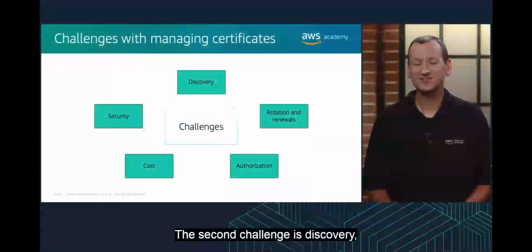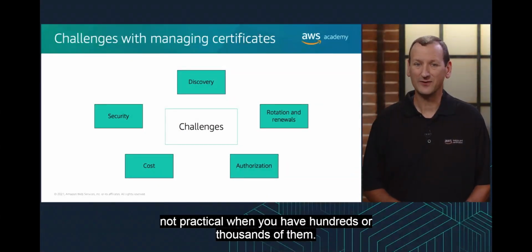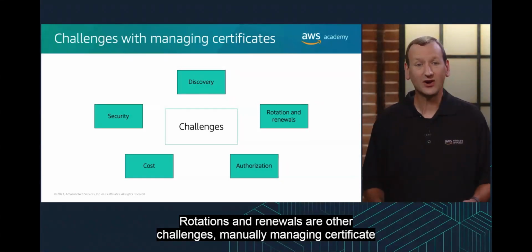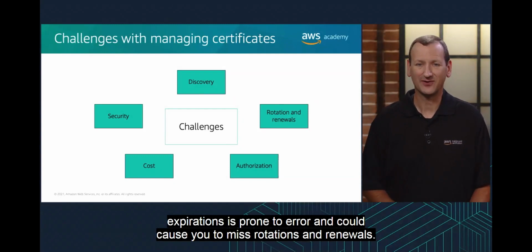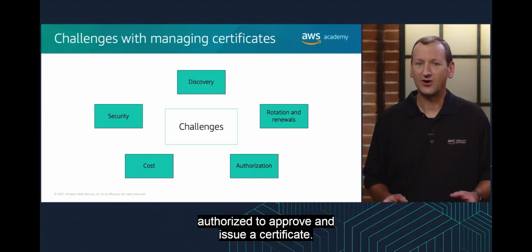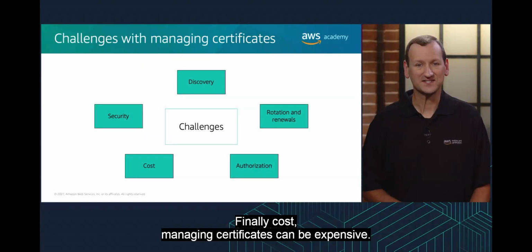The second challenge is discovery. Manually gathering details about all the individual certificates in your network is not practical when you have hundreds or thousands of them. Rotations and renewals are other challenges. Manually managing certificate expirations is prone to error and could cause you to miss rotations and renewals. Another challenge is authorization. You need to be able to verify that someone is authorized to approve and issue a certificate.